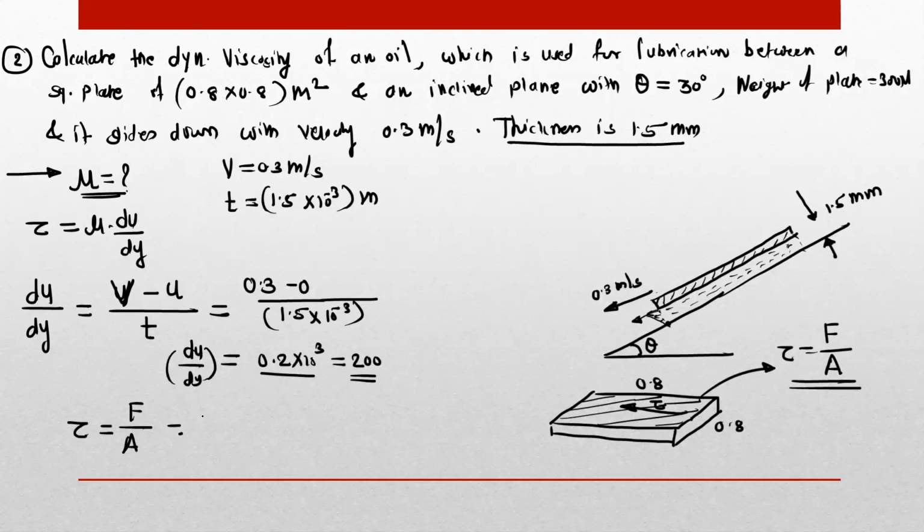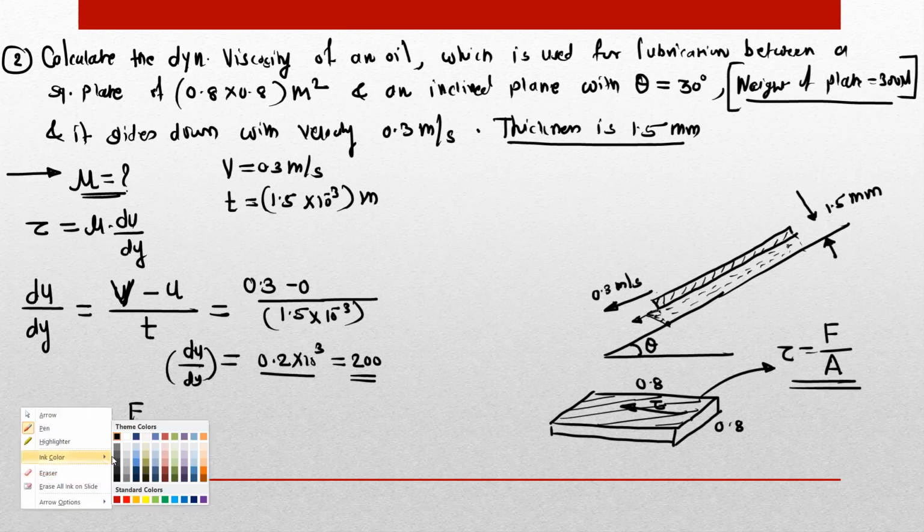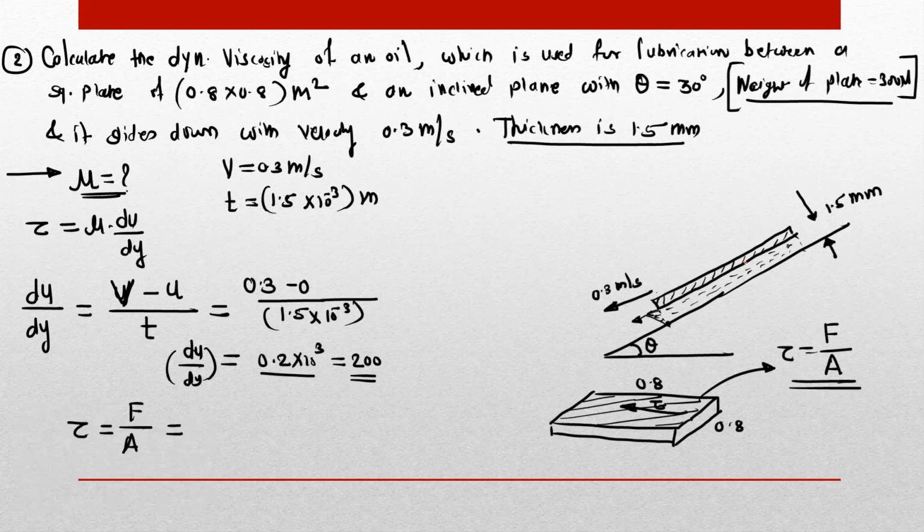Now force is not given. So what is the force value here? You can observe the weight of the plate is given. This plate is sliding down the plane just due to the self weight. There is no external force. So this self weight we need to resolve in the direction of the plane.